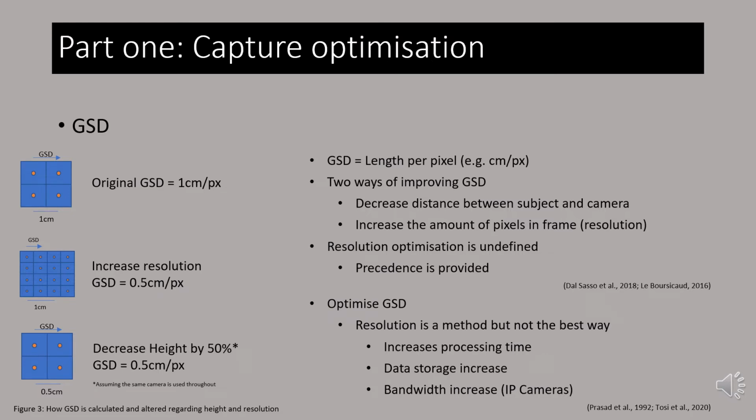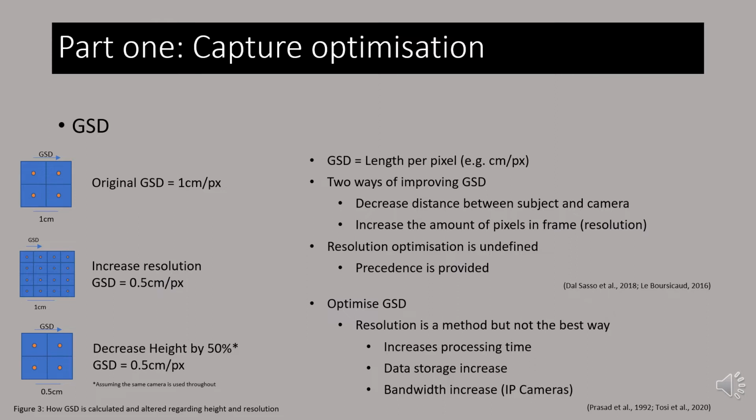It's hard to suggest how to optimize for GSD without considering all of your site characteristics. The best way to go around this is to look at the constraints that you have on your study. So how much storage do you have? What platform are you using? And how much data are you going to be transporting around from the site?